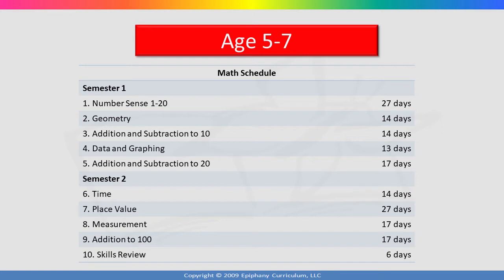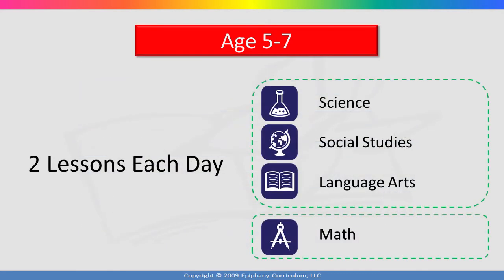The math curriculum is comprised of 10 units that vary in length from 2 to 6 weeks. It is really simple to plan your year. All you have to do is 1 math lesson each day to stay on track. Staying on schedule with Moving Beyond the Page age 5 to 7 is simple. You just need to finish 2 lessons each day. 1 lesson covers science, social studies, and language arts. The other lesson covers math. Easy.